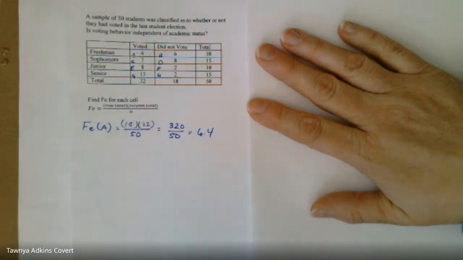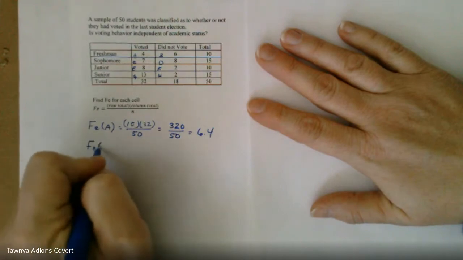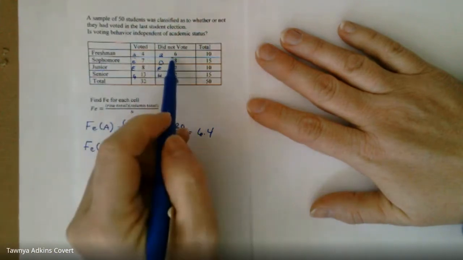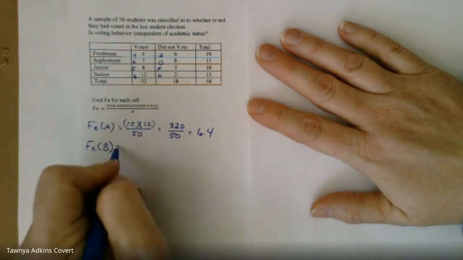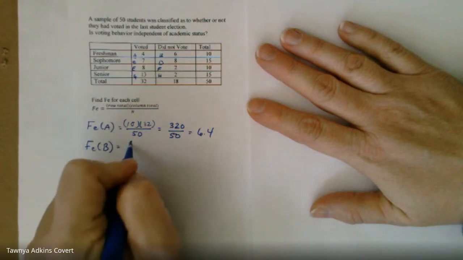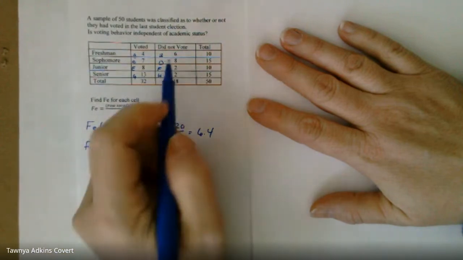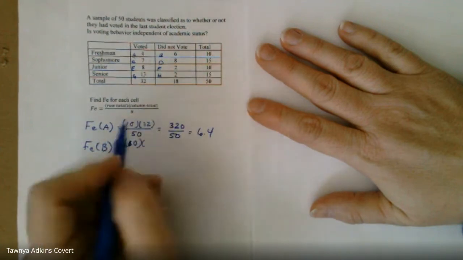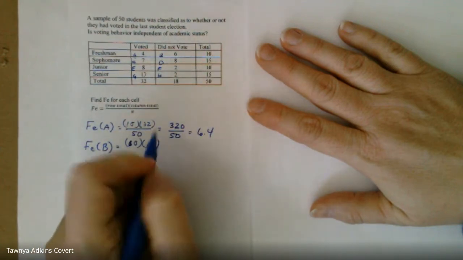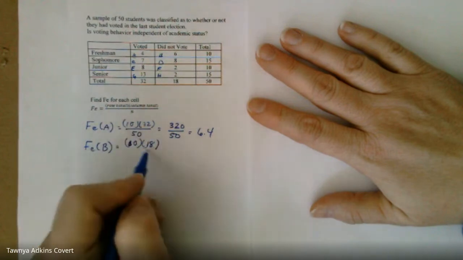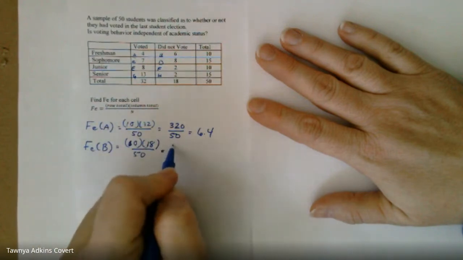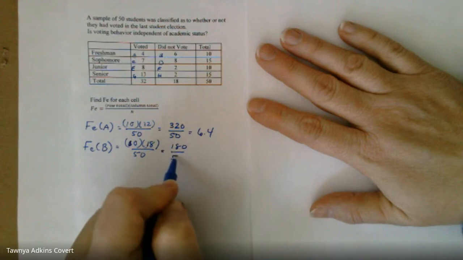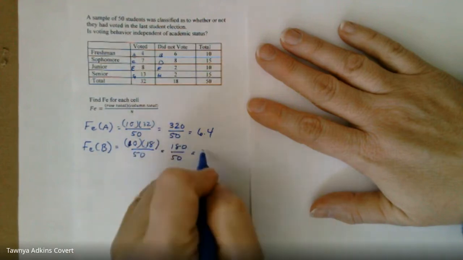So we'll keep going. FE for B, so B is freshmen who did not vote, would be, again, 10, right? So the cell is here, but we're going to get the row total and the column total, which this time is 18, right, down here, divided by 50. So we have 180 divided by 50, which is 3.6.